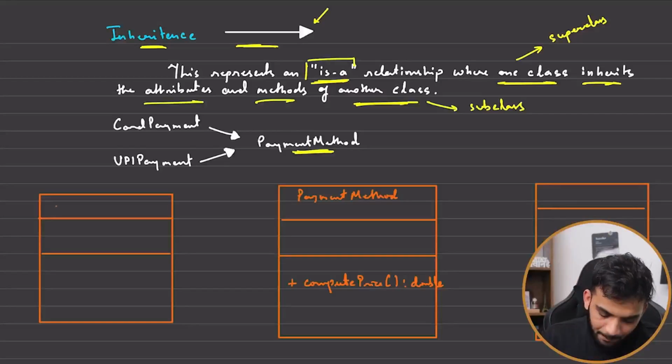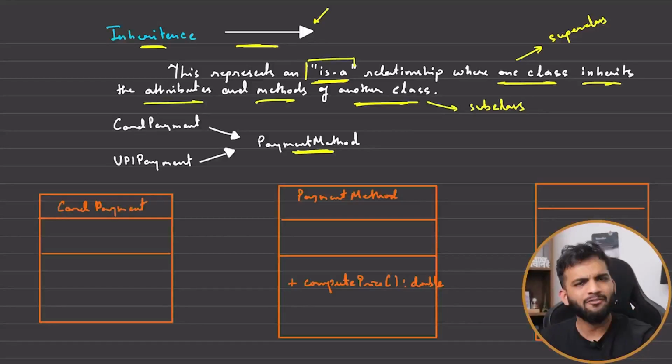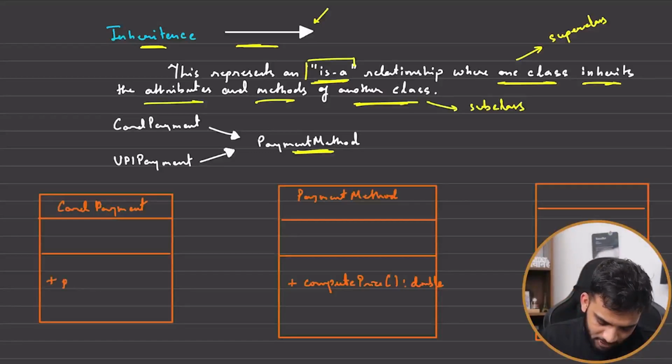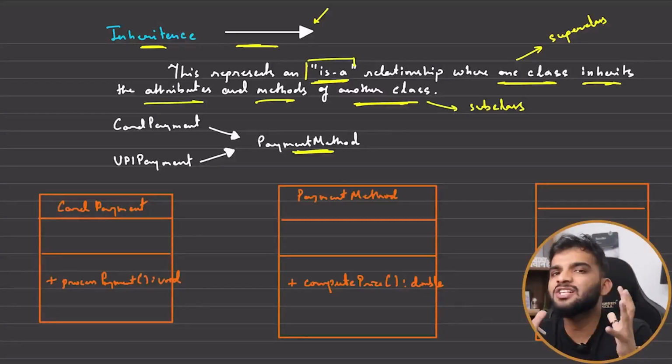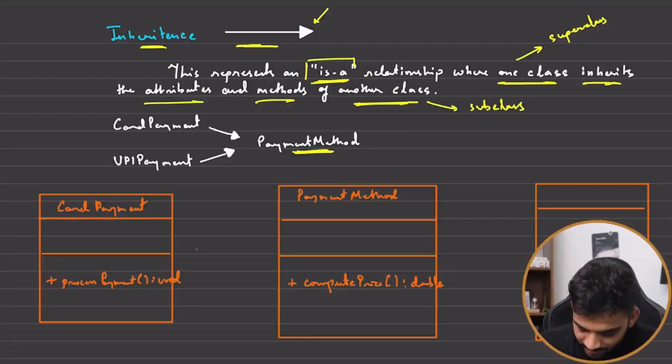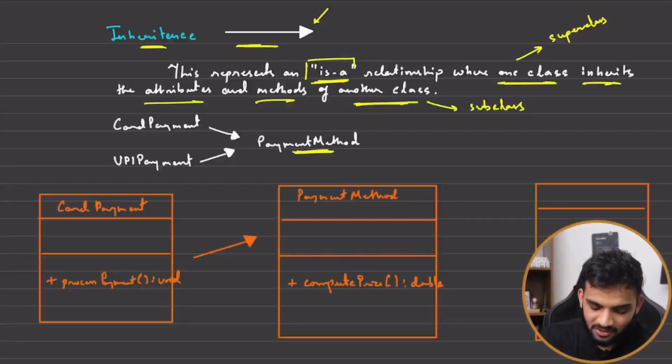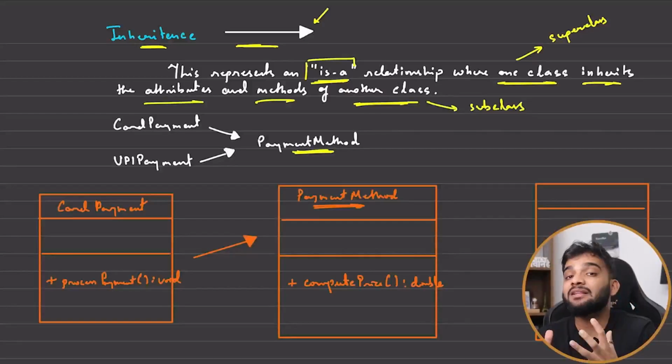So when I'm saying card payment, typically we'll have a method. I'm not writing the attributes. We'll have a method which is, let's say, process payment, and it's a void method which is going to process payments. If I'm saying that there is a relationship, I'm saying that there is an inheritance. What do I mean by that? That means I can use everything that payment method has.